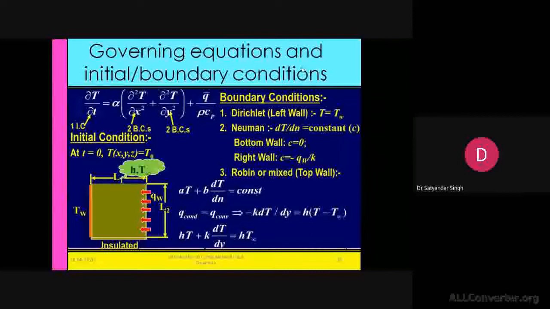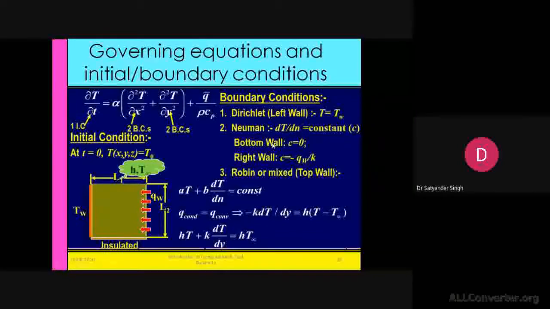The first one is the Dirichlet boundary condition, where we apply the boundary condition in the form of a temperature directly. And then we have the Neumann boundary condition, where we apply one gradient normal to the face. Here n means normal to the face.